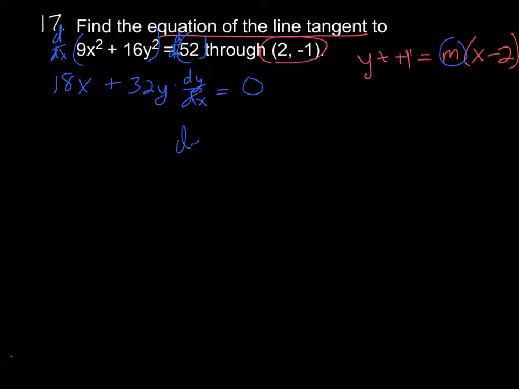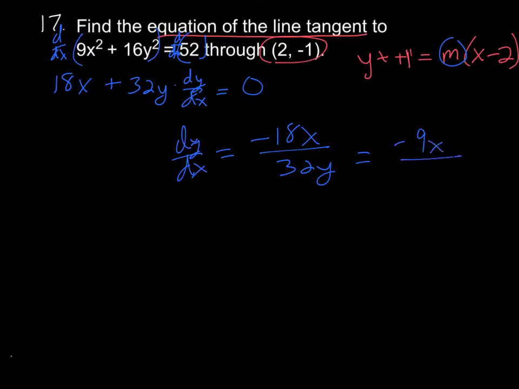So dy/dx, I'm going to subtract my 18x and then divide by 32y. I know I did two steps at a time there, but let's go ahead and simplify that. 18 and 32 both reduce by 2 for sure, negative 9x over 16y. Yeah, I guess that's it.